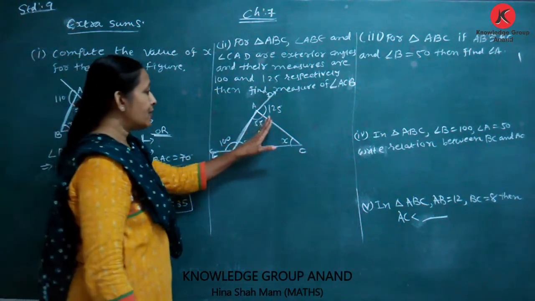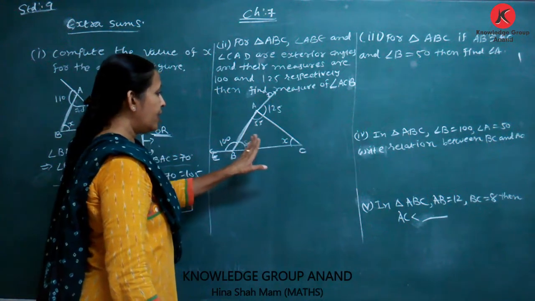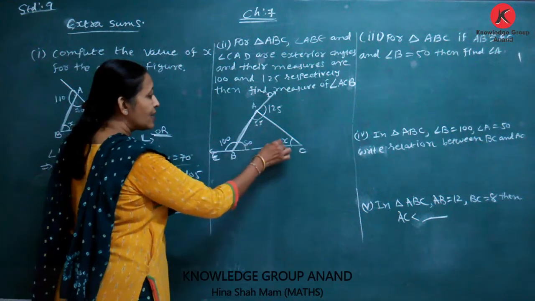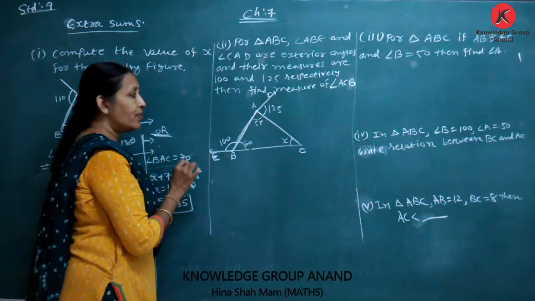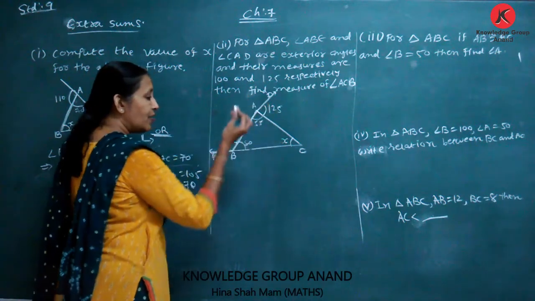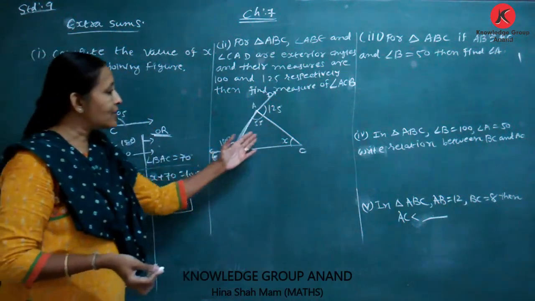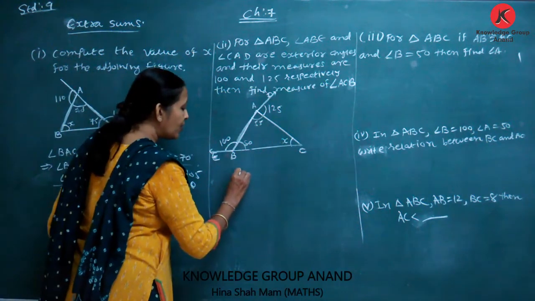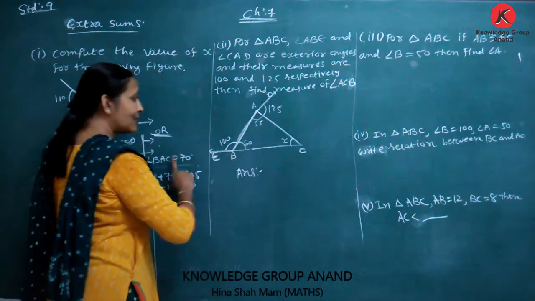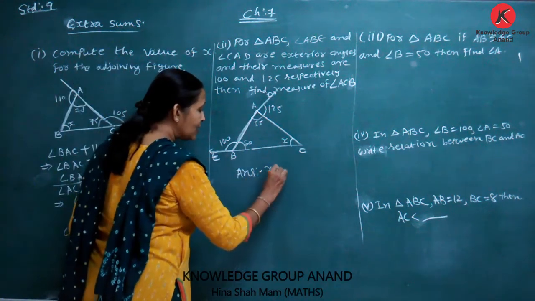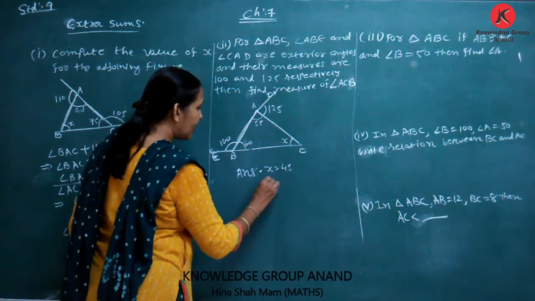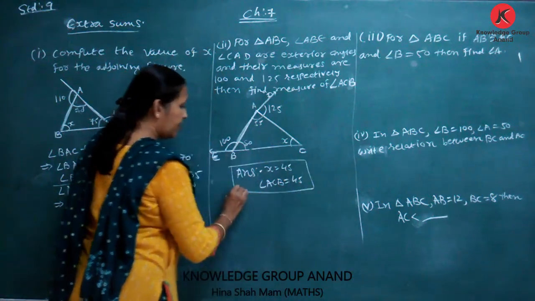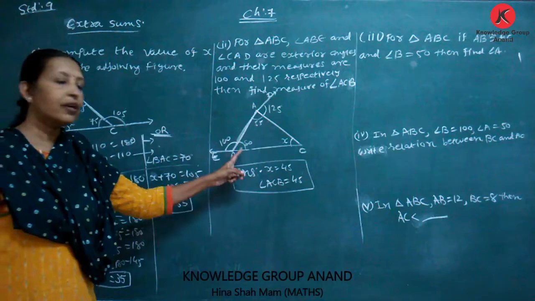Otherwise, you take this here. Take 80 plus x is equal to 125. x is equal to 125 minus 80. x is equal to 45. You do this sum like this, and the answer is x is equal to 45. Therefore, angle ACB is equal to 45. Do it in your notebook also.